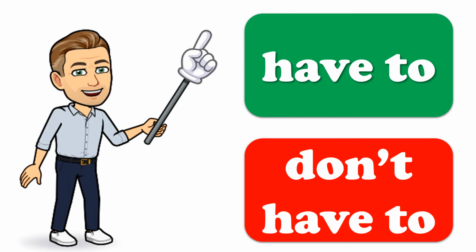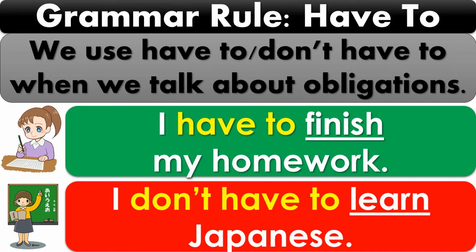Now let's look at using have to and don't have to. The rules are almost the same. We use have to or don't have to to talk about obligations. For example, I have to finish my homework. That is your responsibility or your obligation. I don't have to learn Japanese. Now you can if you want to, that would be cool, but at Taixing, you don't have to learn Japanese.